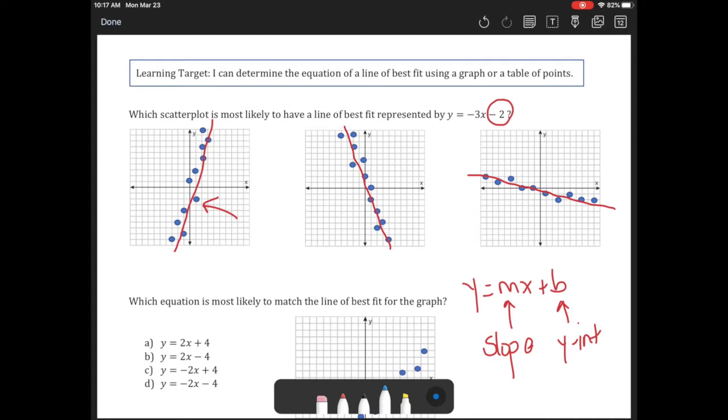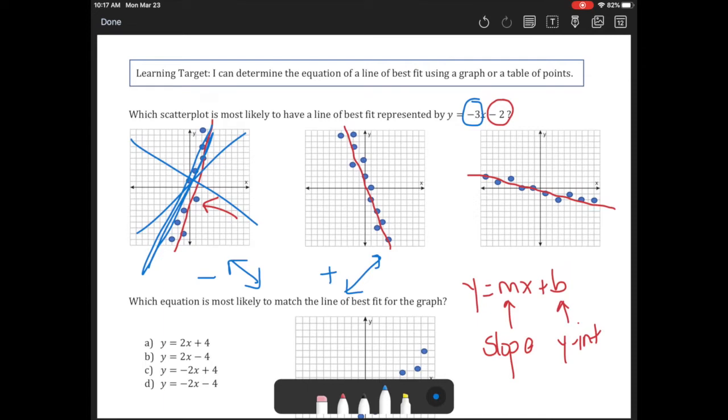So let me look at the slope instead. The slope is -3. One thing we should remember is that a negative slope tilts this way and a positive slope tilts this way, which means that this cannot be the answer, because this line would go up and to the right. That would be a positive slope. So that's definitely no good. So it's down to the second one or the third one.